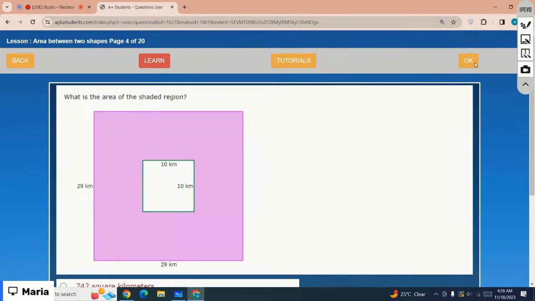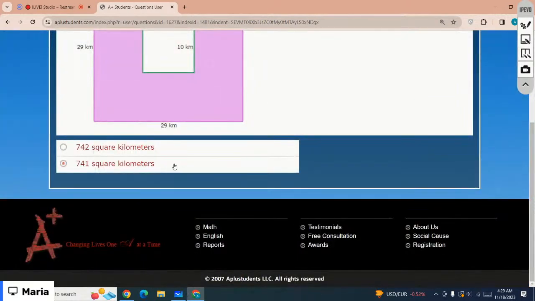What is the area of the shaded region? Which is the correct option? The correct option is, yes, that would be 741 square kilometers. Very good.